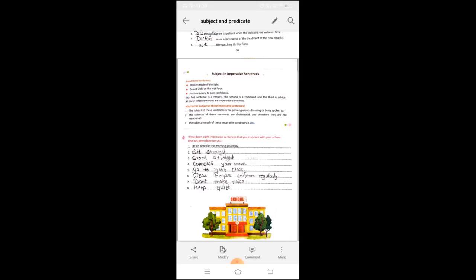Study regularly to gain confidence. Who has to study? You. So it is an understood subject. And what do you have to do? Study regularly to gain confidence. That is predicate. So now I guess it is clear to you what can be the subject and what can be the predicate in different types of sentences.